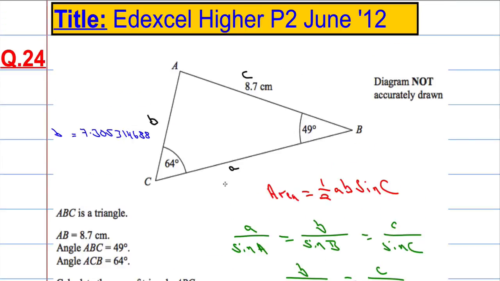Okay. Now, in order to calculate the area, I need to do half the product of two sides multiplied by the sine of the angle in between. I've got two sides. I'm going to need the angle in between. Remember, all angles in a triangle add to 180, so the angle at A is going to equal 180 minus 64 plus 49. 64 and 40 is 104, plus 9 is 113, so this must be 67 degrees. So now I've got two sides and I've got the angle in between.